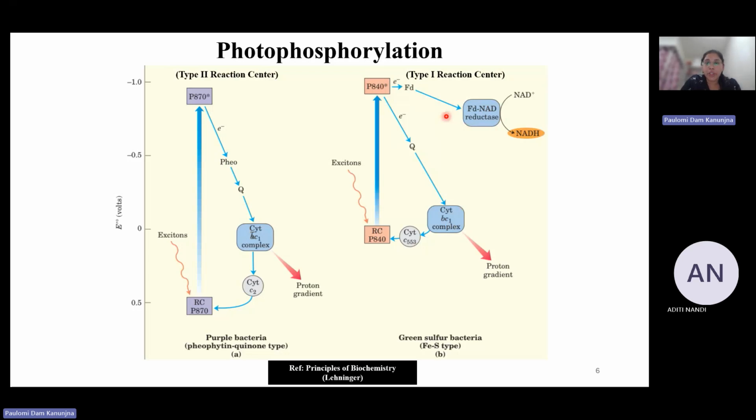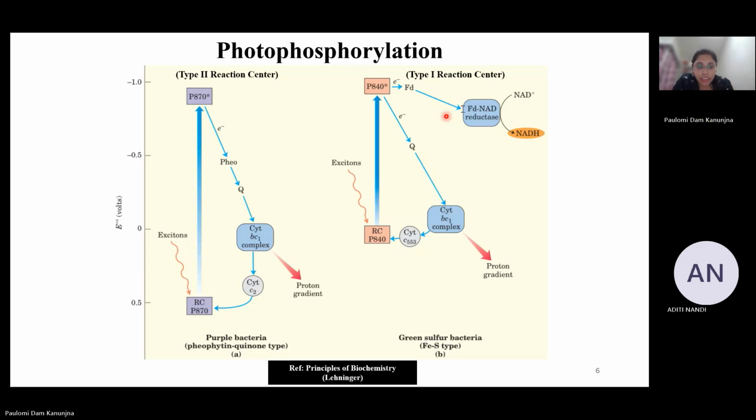So in the pheophytin quinone reaction, or the type 2, the first one that you see here, the photosynthetic machinery has a single reaction center, and the reaction center here absorbs at a wavelength of 870. So a single reaction center at 870, along with the cytochrome BC1 complex, is present, right? Now here, upon illumination, which is basically solar radiation, this drives electrons through pheophytin and a quinone to cytochrome BC, and after passing through the complex, electrons flow through cytochrome C2 back to the reaction center. So that's the cyclic flow.